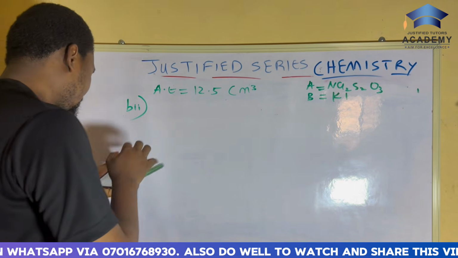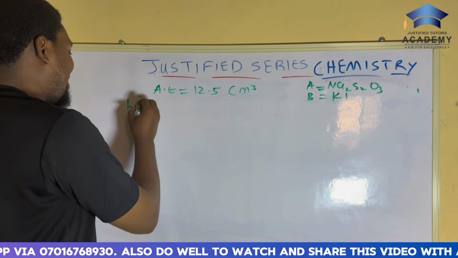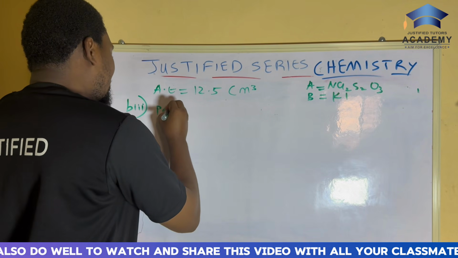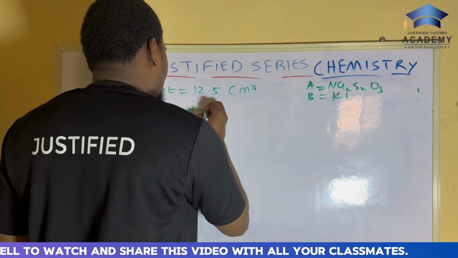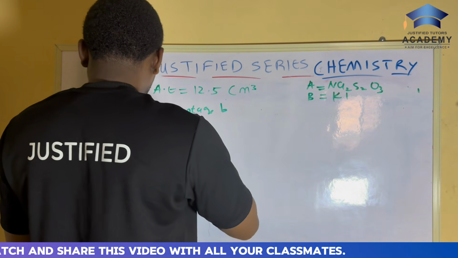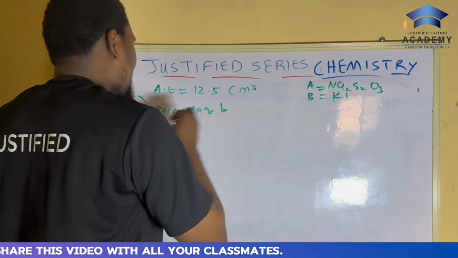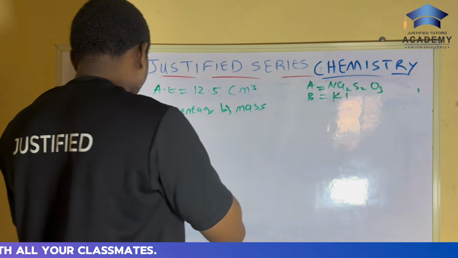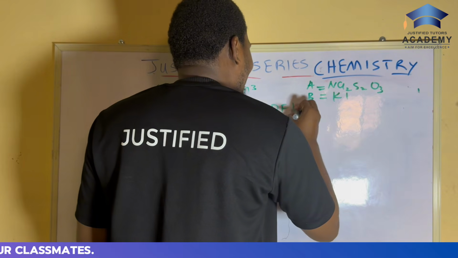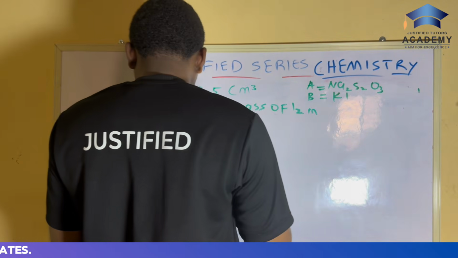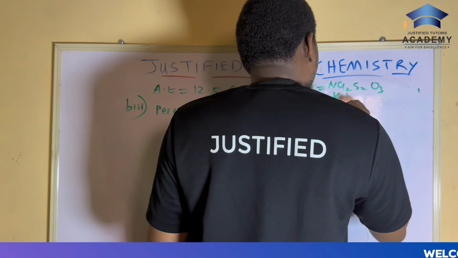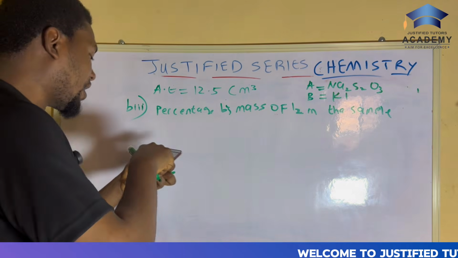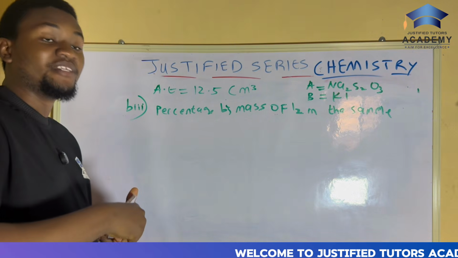So now, question BII, it says I should find the percentage by mass of iodine in the sample. So please, everybody open that book or open that PDF, I beg.